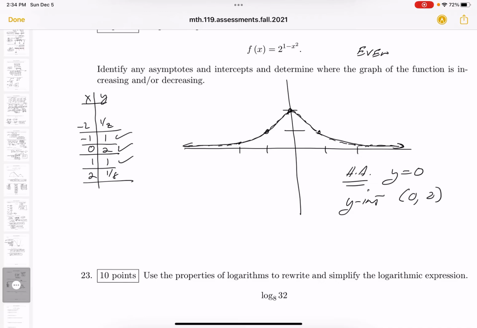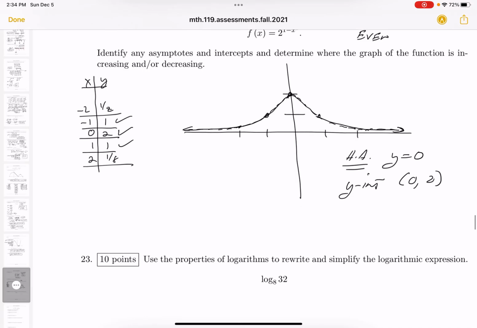Determine where the graph of the function is increasing. It is increasing, looking at my picture, from minus infinity up to 0. It's decreasing from 0 to infinity. I think that's about it.